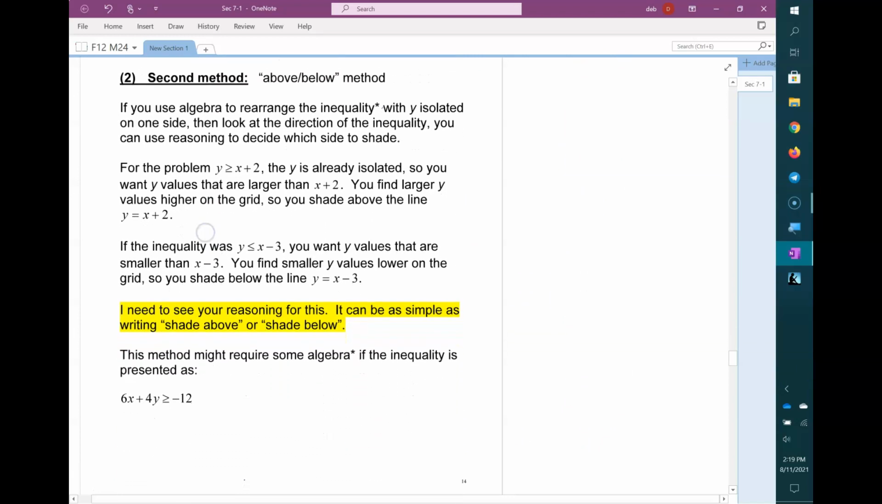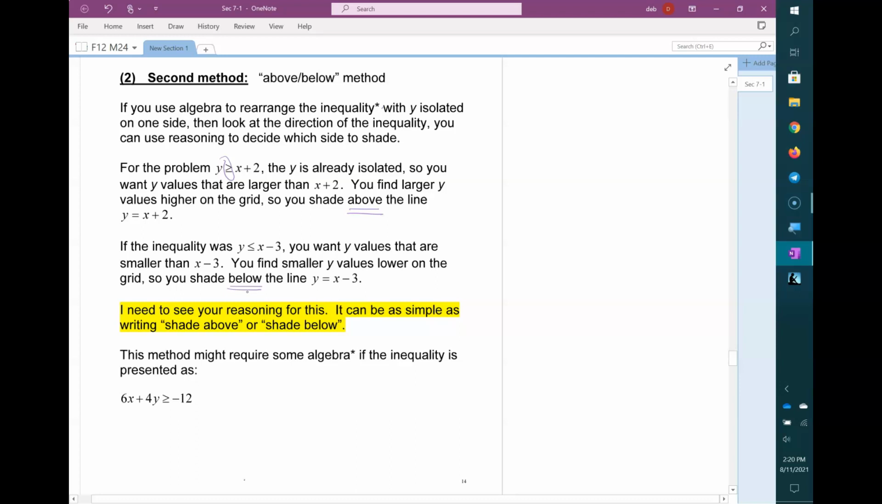So the second method is the above-below method. If you use algebra to rearrange your inequality to get y isolated on one side, then you can use reasoning to decide which side to shade. So if you have that y is bigger than the formula with the x, that means you want y values that are larger than x plus 2. You want values of y that are above the line. So if you have y is larger than, you want to shade above the line. If you have y is less than, you want values of y that are smaller than the ones on the line. And smaller y values are lower on the grid, so you shade below the line.